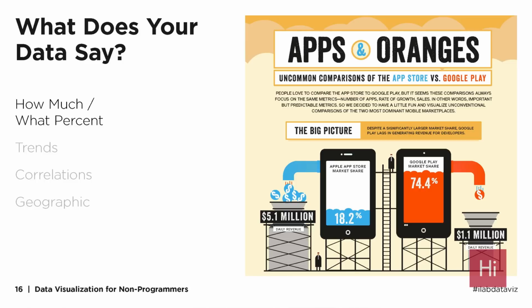And they wanted to look at the Apple Store versus the Google Play Store. So we made this graphic very cleverly titled Apps and Oranges, where we're looking at the market share and the revenues of both of those services. So obviously, this is a bar chart. Let's call a spade a spade here, right?